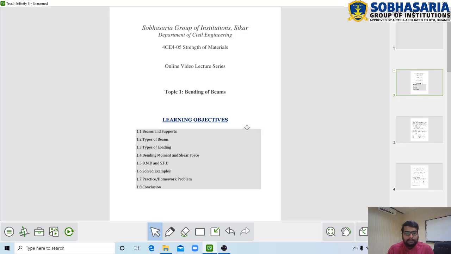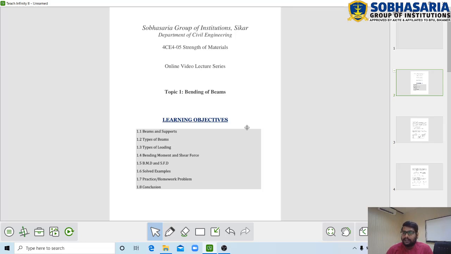Then after knowing the support conditions and the loads applied on a beam, we will be able to calculate the moment and shear force induced in the beams due to the externally applied loads. And also we will see what is a bending moment, how it is caused, what is shear force, how shear force is induced in a beam. Then we will see what is a bending moment diagram, what is a shear force diagram.